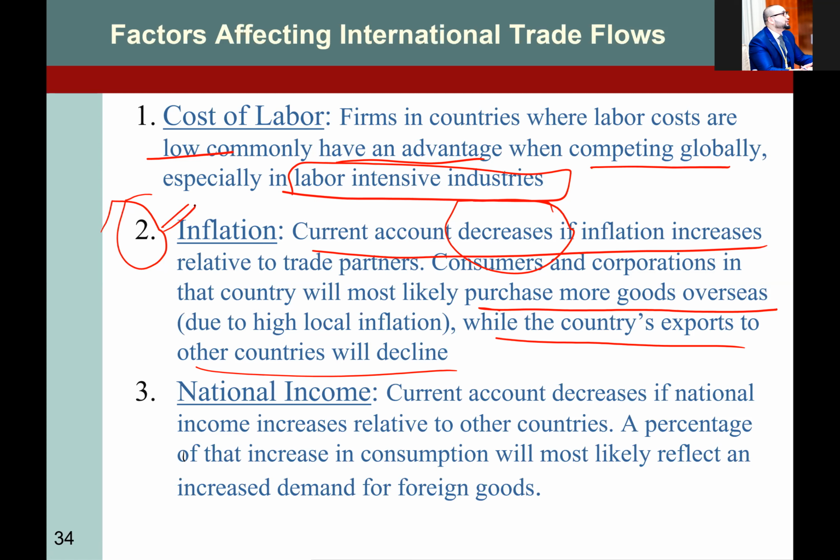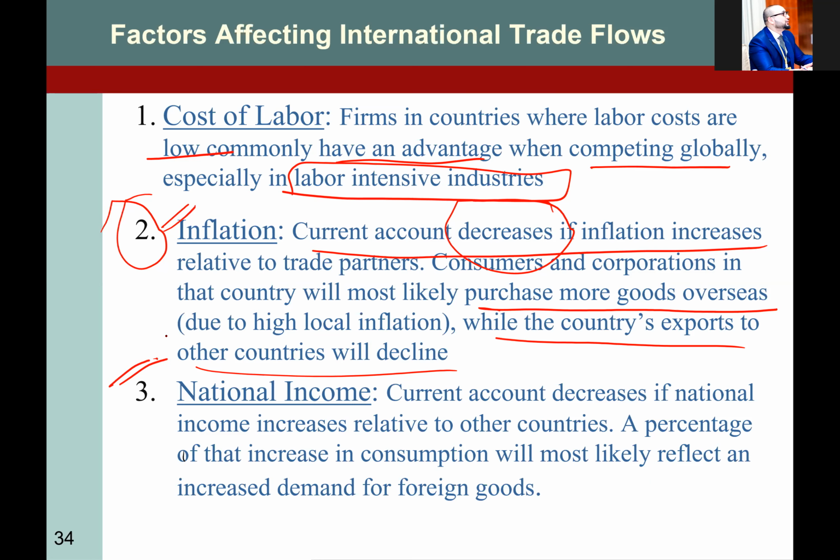In that case, the current account will go towards a deficit. It means it's going towards a decrease. Why? Because it is exports minus imports: exports are decreasing, imports are rising. So the answer is going to be decreasing. Right, guys?